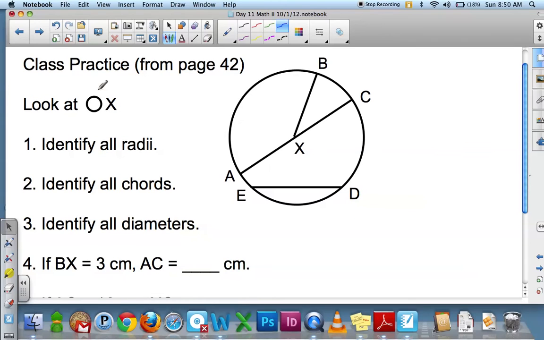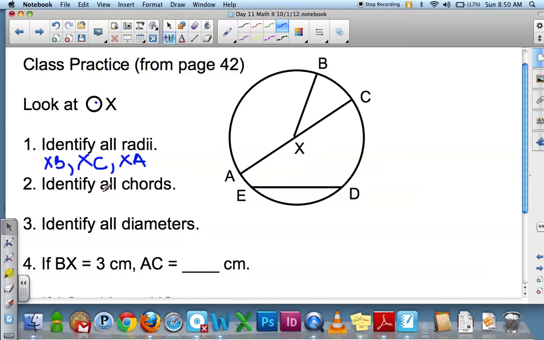Alright, so we're looking at the circle. Alright, so circle X, and that signifies anytime you see a circle followed by a letter, that's another way to name the circle. You have to identify all the radii. Alright, so a radius is a segment that starts in the middle and then goes to the end. So you should have XB, XC, XA, and that's it, right? Okay.